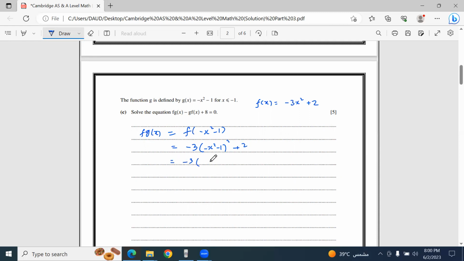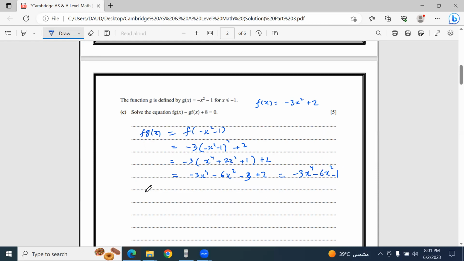If we expand, it would be x power 4 plus 2x squared plus 1, plus 2. So here minus 3x power 4 minus 6x power 2 minus 3 plus 2. 3 ones are 3. So that gives us minus 3x power 4 minus 6x power 2 minus 1.